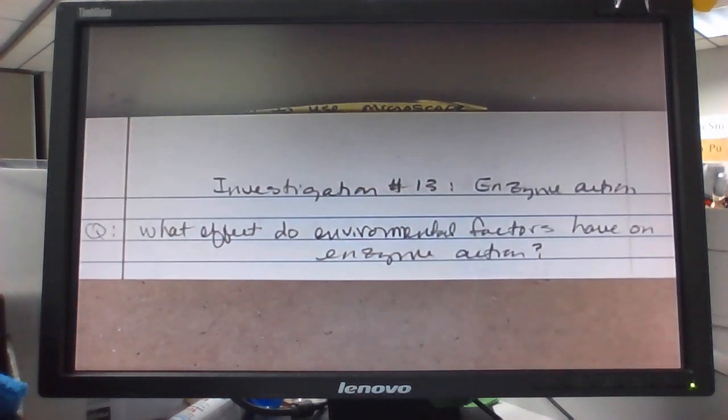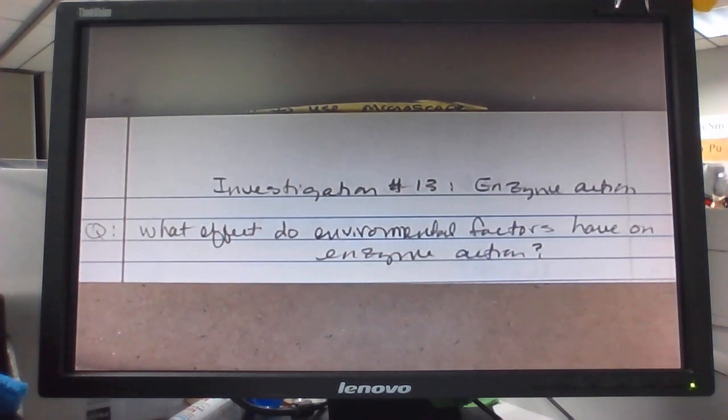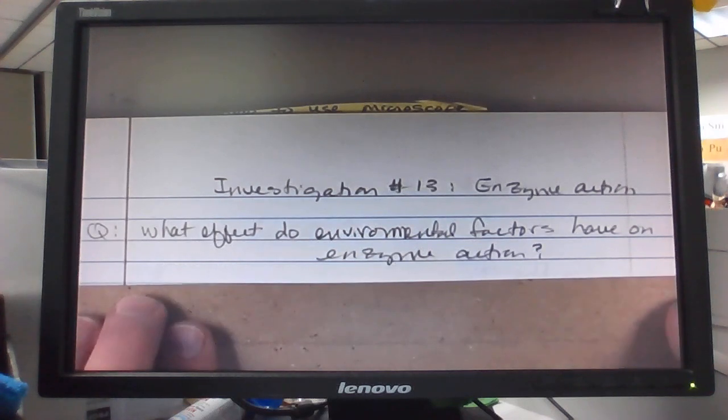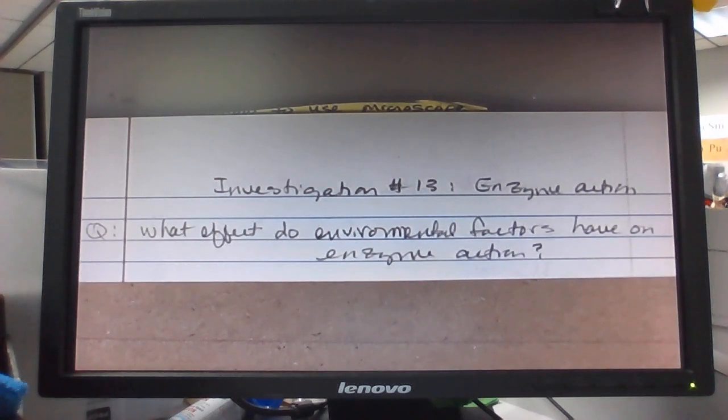So this is investigation number 13, enzyme action. Our overarching, our big old question: what effect do environmental factors have on enzyme action?